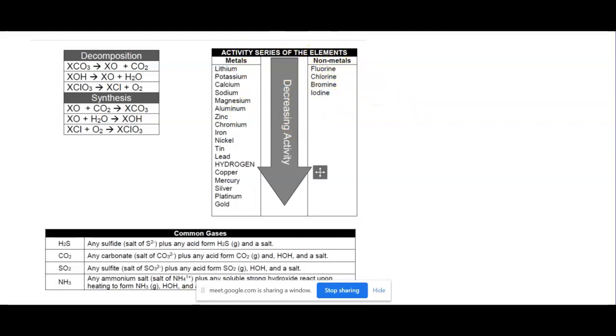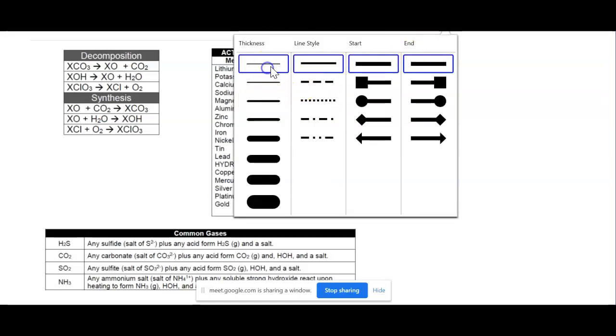Let me see if I can get my pen to work here. I got a new toy. I got a digital tablet that I'm trying to learn how to use.